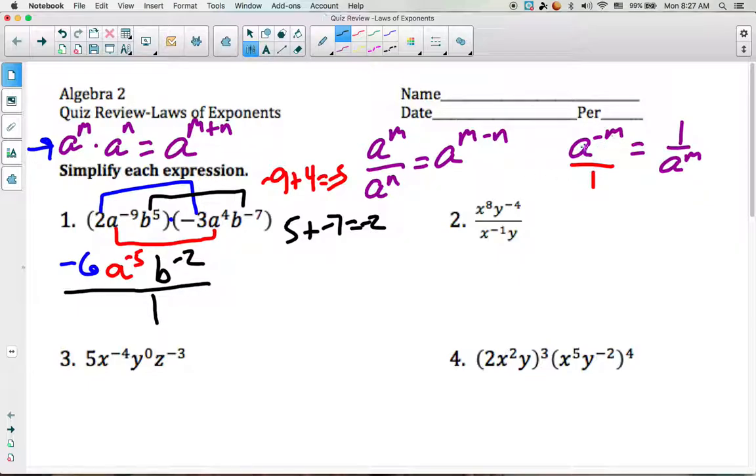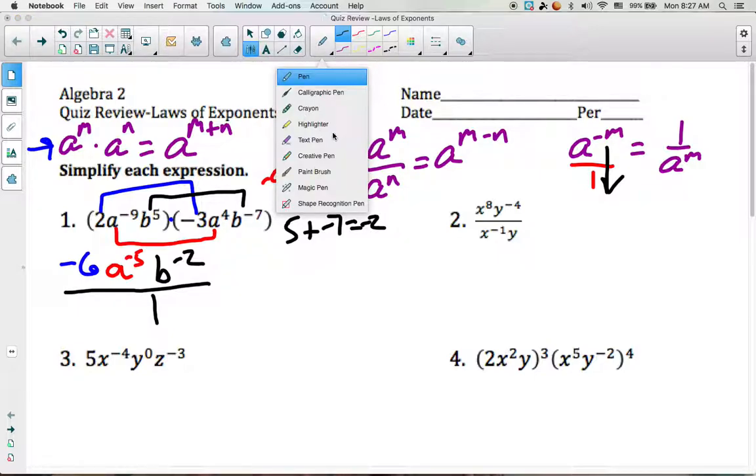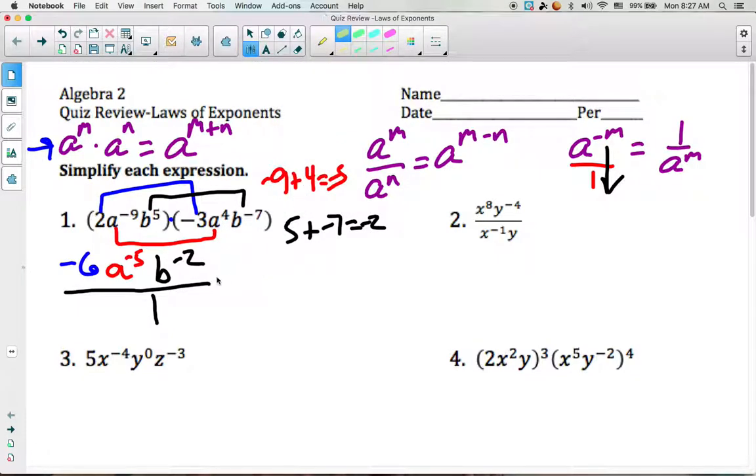Our negative exponent rule says if you have a to the negative m, you make it a fraction, and then you just flip the fraction, and when you take the reciprocal of it, that a to the negative m will drop down to the denominator and become a positive exponent. But you only move things that have negative exponents. So if I look at this, negative 6, a to the negative 5, b to the negative 2.